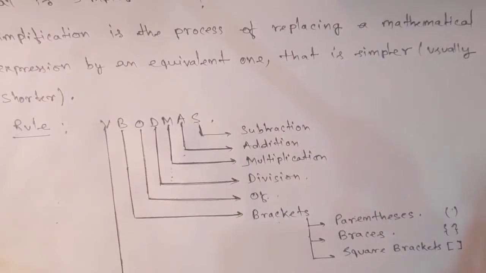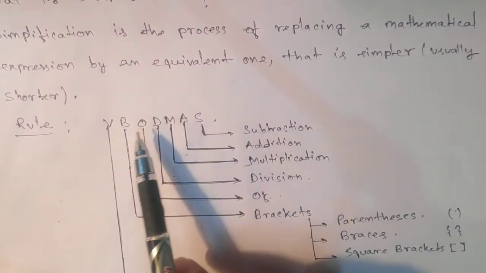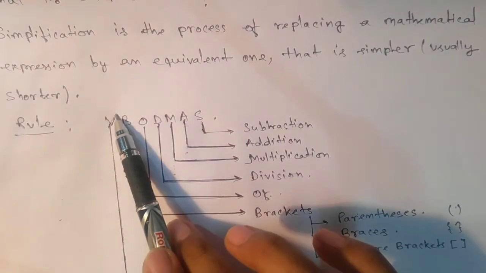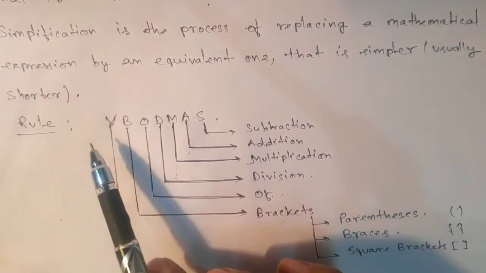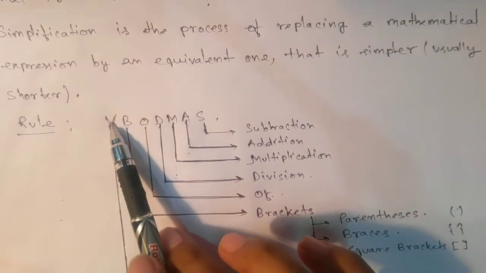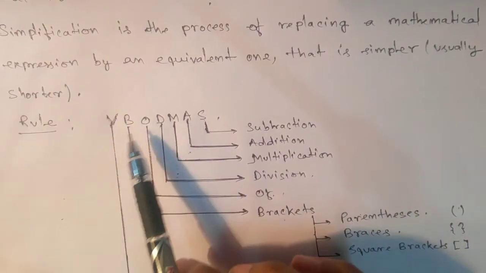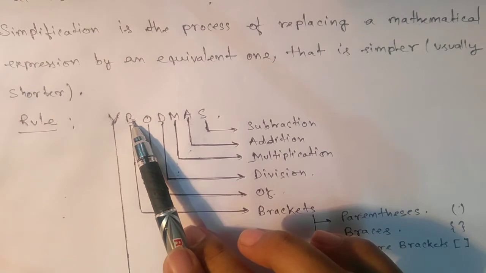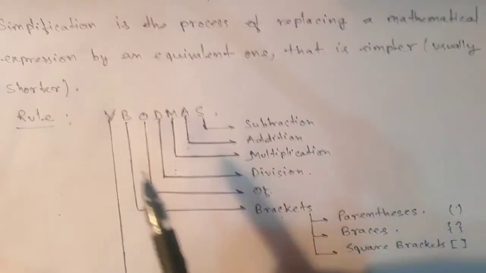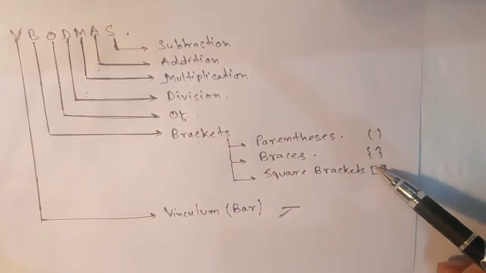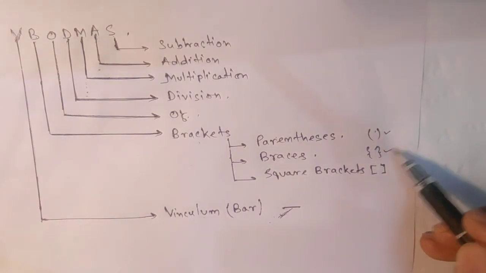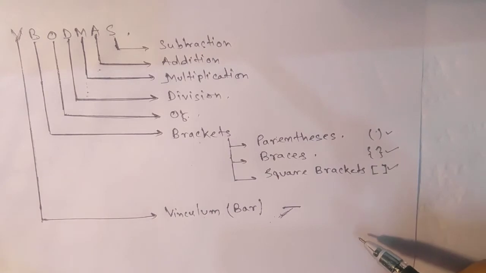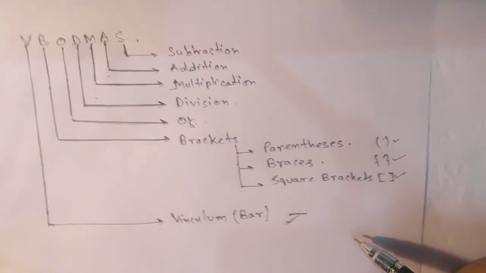So here you have the rule. The rule is that the vinculum is the most powerful. Whenever you see this vinculum, you need to do that one first, and then the bracket, and under that bracket there are 3 more. That means under that bracket you go first with this one, second this, and then third the square bracket. Okay, so let's see.